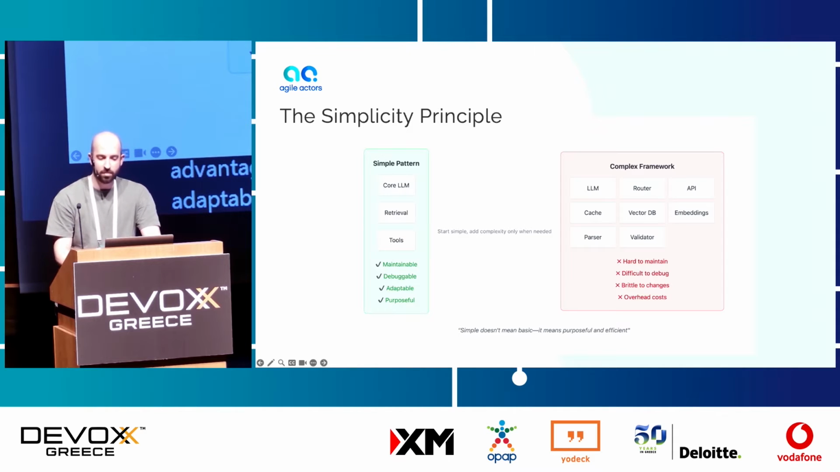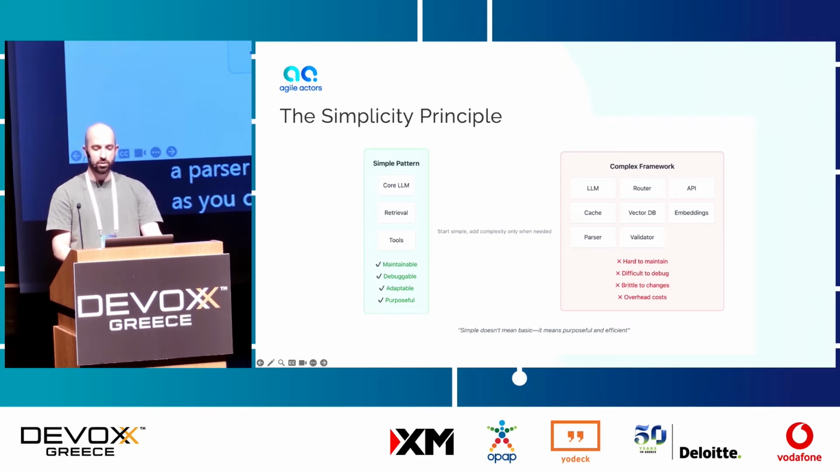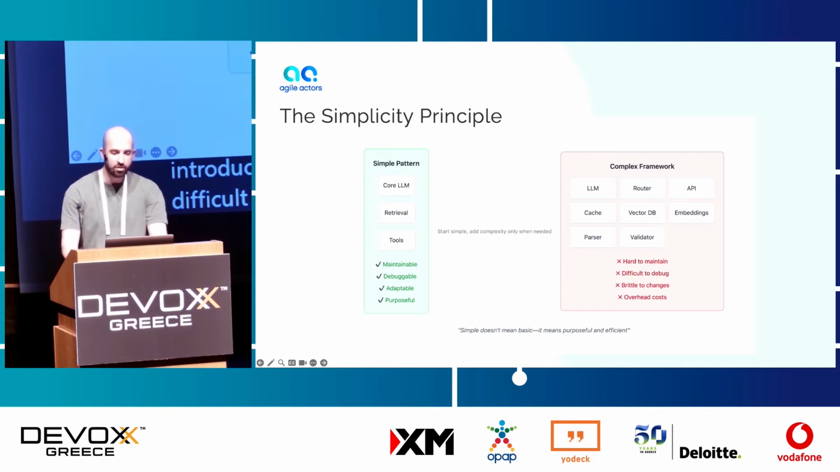And on the right, we have a more complex scenario where the framework contains multiple interconnected components: an LLM, a router, an API or even multiple APIs, cache layers, vector DBs, embedding stores, a parser for the prompts, validators, and those are just a few. As you can notice, all of those add to our capabilities, but also introduce some drawbacks. The framework is harder to maintain and difficult to debug. Obviously, it's a bit more brittle to changes, and as a result, carries overhead cost.